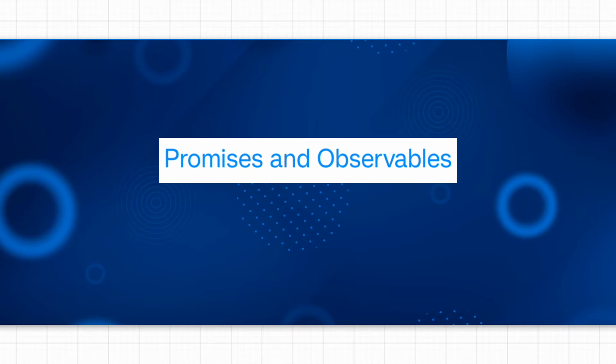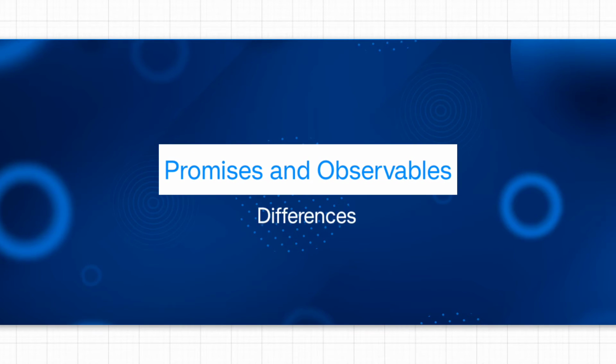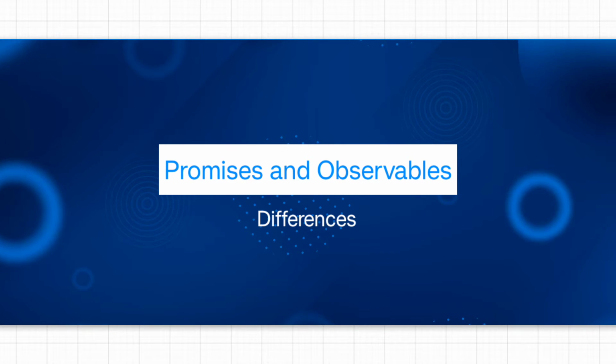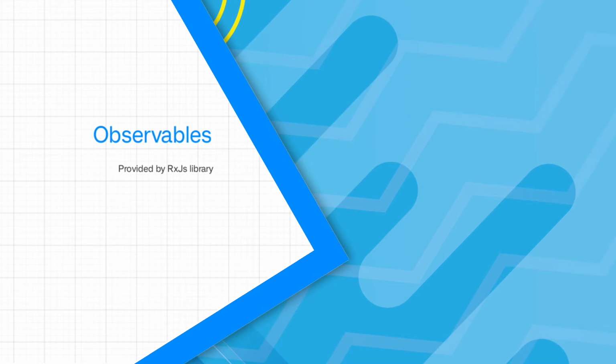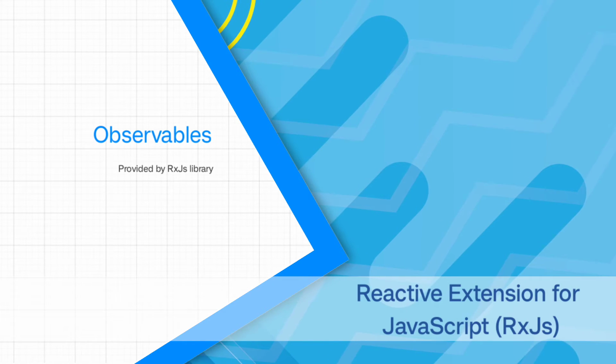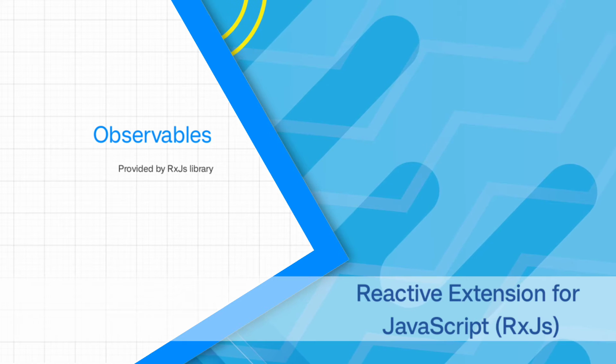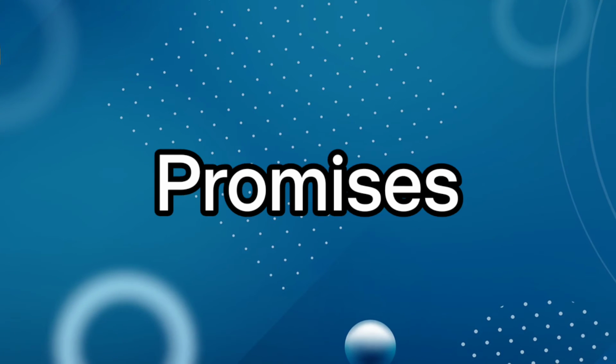Promises are also used to handle asynchronous operations in JavaScript, similar to observables, but they have differences. Let's talk about the differences here. Promises are native to JavaScript, whereas observables are not a native feature of JavaScript but are provided by the RxJS library. RxJS stands for Reactive Extensions for JavaScript.